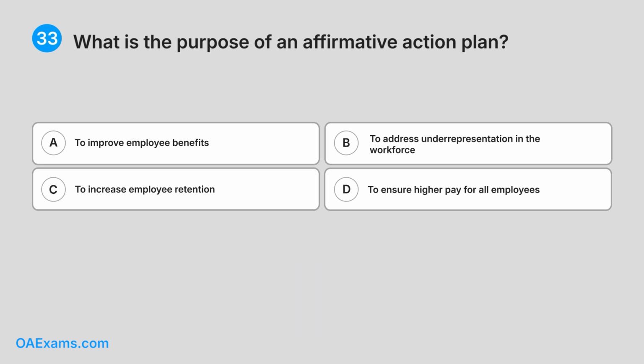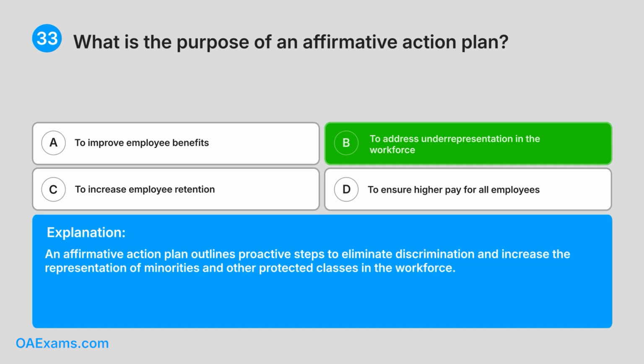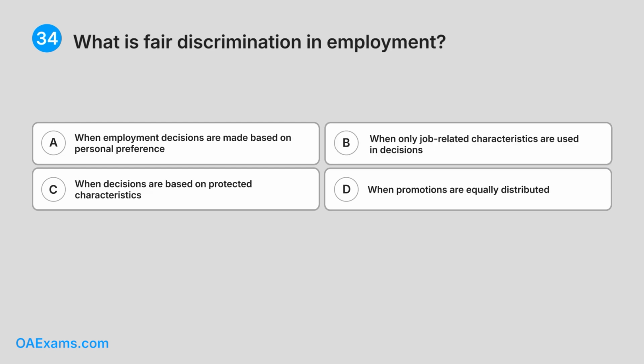Correct answer. B. To address underrepresentation in the workforce. Explanation. An affirmative action plan outlines proactive steps to eliminate discrimination and increase the representation of minorities and other protected classes in the workforce.